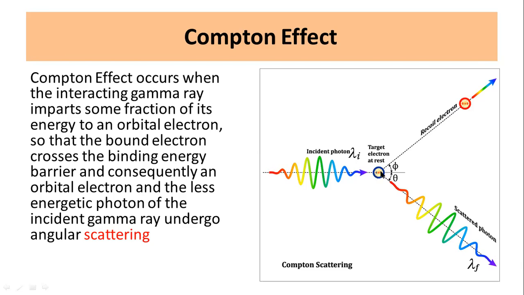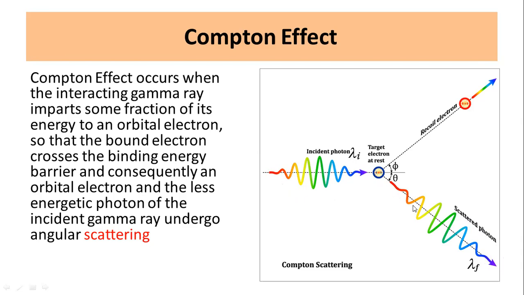So what is the difference between the photoelectric effect and the Compton effect? This gamma ray is not fully absorbed in the matter to remove the electron, but part of the energy is absorbed to remove the electron, which is called the recoil electron, and the rest of the energy that the gamma ray has is going to be scattered, and this is called the scattered photon. And again, look at the wavelength. This is the incident photon, and this is the wavelength of the scattered photon. Of course, this has more energy, and this has less energy.